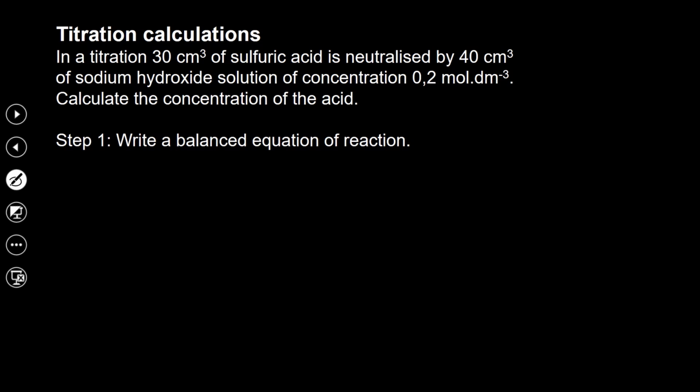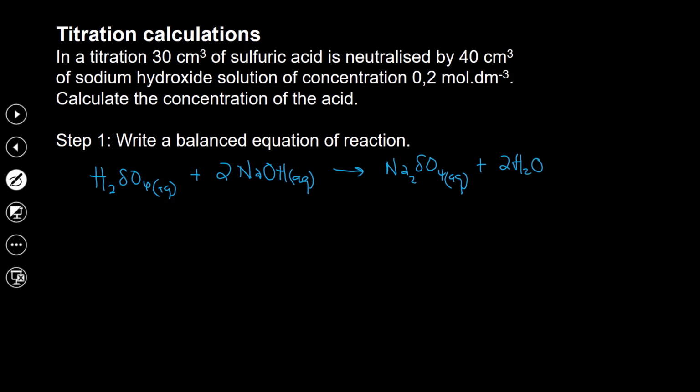Now the balanced equation of reaction becomes H2SO4, that's the sulfuric acid, plus 2 moles of sodium hydroxide, which is our standard solution, which is a base in this case. Then we've got Na2SO4, the salt, plus 2H2O. Now, what is our stoichiometric ratio? It's 1:2. So this is the balanced equation, right?